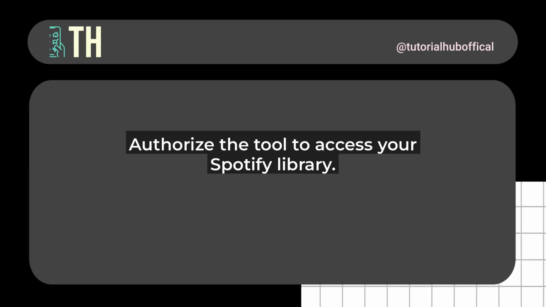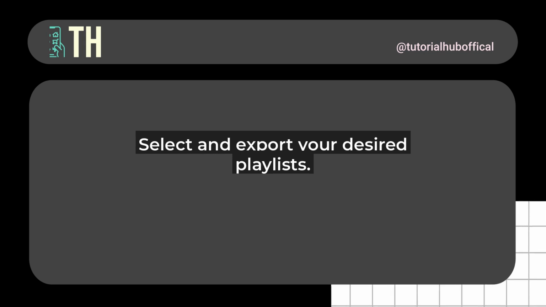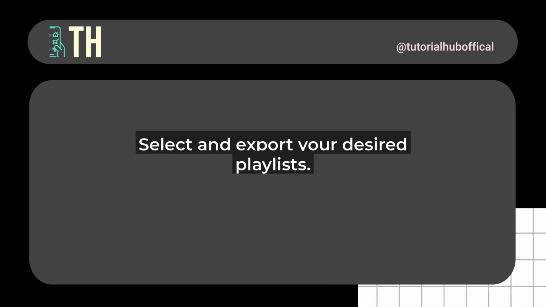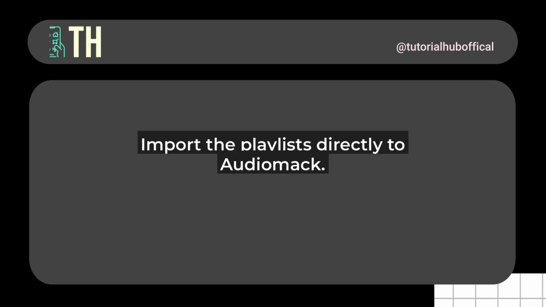Next, browse to your Spotify playlists and choose the ones you want to transfer. Hit the transfer button, and the service will start exporting your tracks. Depending on how many songs you have, this might take a few minutes. Keep an eye on the progress bar. Once the export is done, the tool will automatically import your playlists to Audiomack. Log into your Audiomack account within the app, and voila, your playlists should appear.